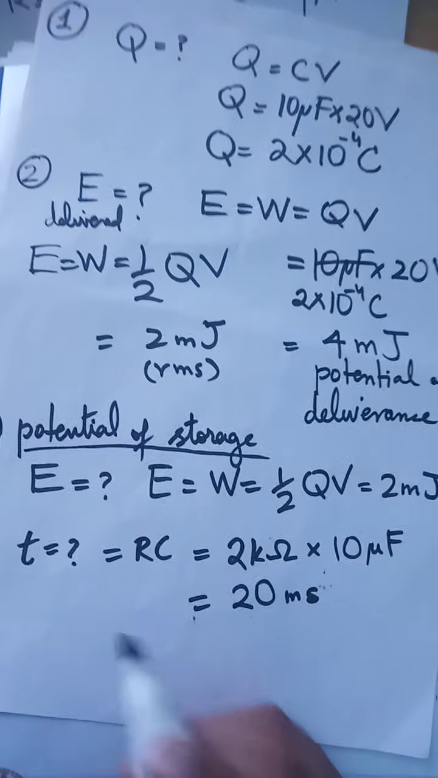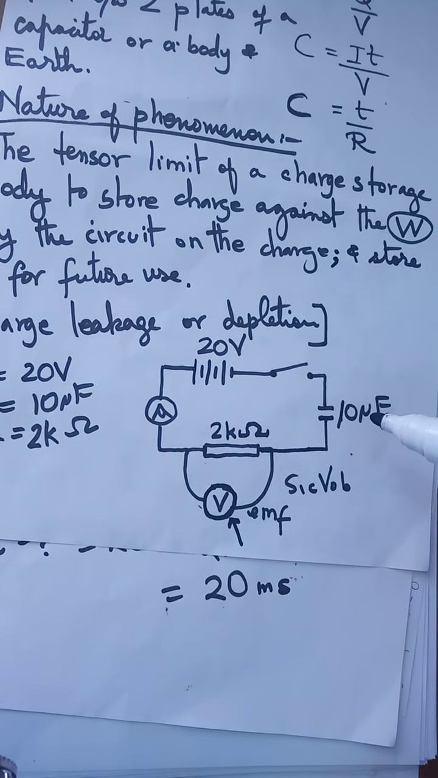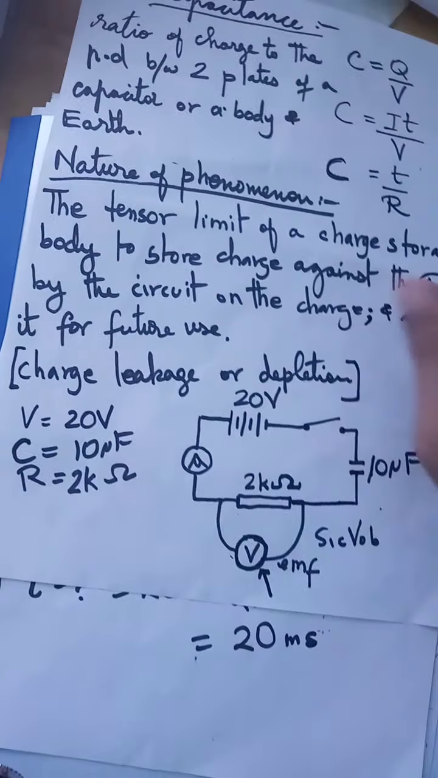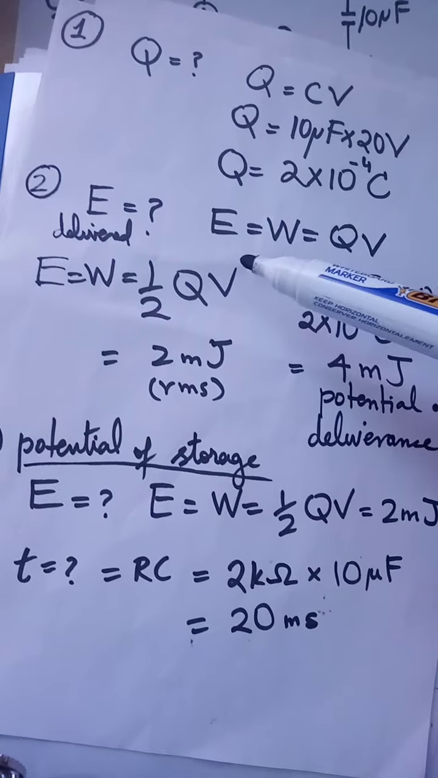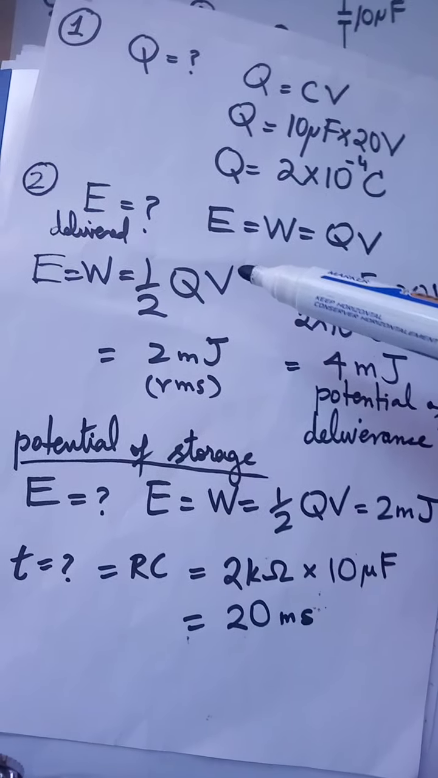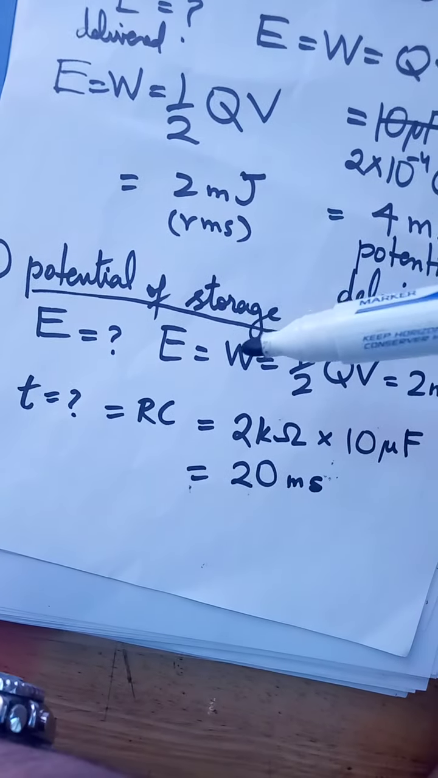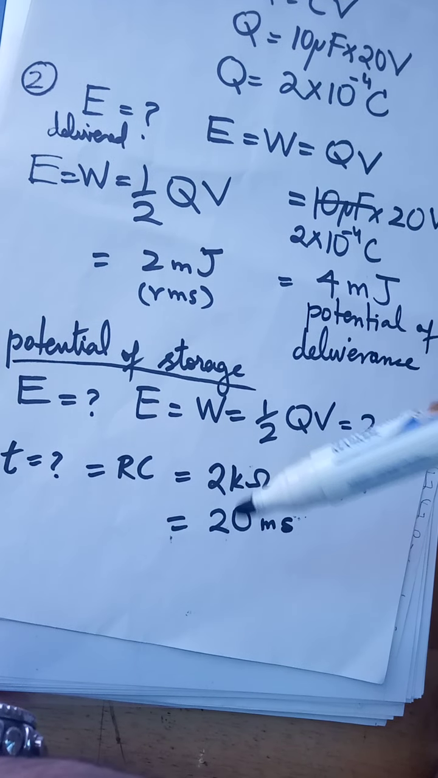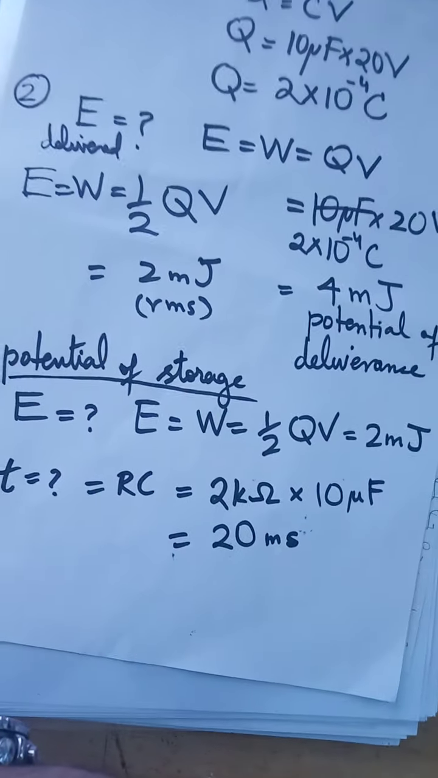So yeah, that's pretty much it. I gave you a circuit in the beginning: a 20 volts DC battery, a 10 microfarads capacitor, and a 2 kilo ohms resistor. With all of these, I asked you to calculate the charge, then the total potential energy available in that capacitor, then the possible storage capacity, and then the time constant. So I made you calculate quite a few things in a very short space of time.